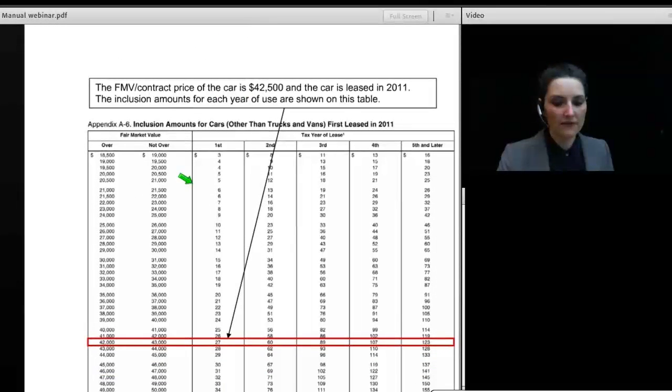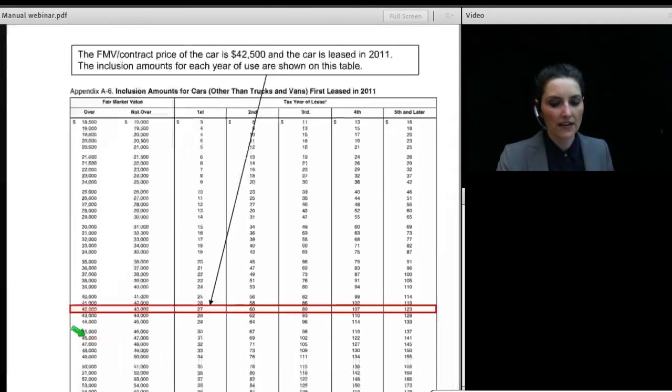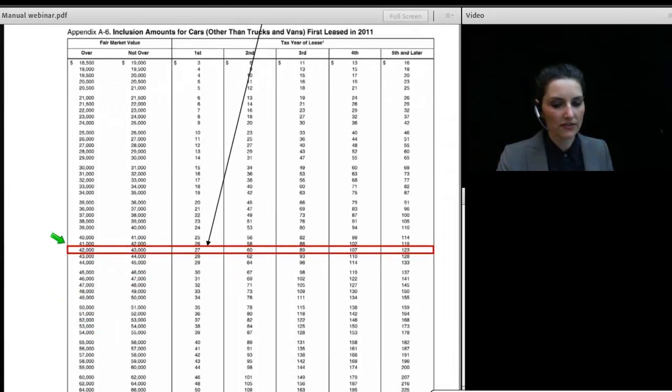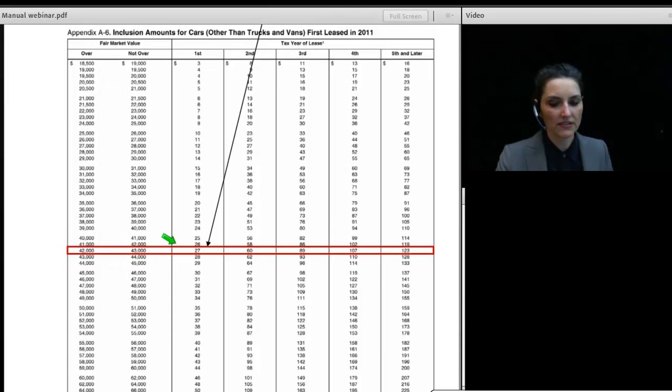Here is a cutout of the table. The fair market value or contract price of the car is $42,500. It is leased in 2011. So you can see each table is for a different year. This table is 2011. So I find the line, and here it is, $42,000 to $43,000, and there's that first year inclusion amount, that $27. That's where I got it.